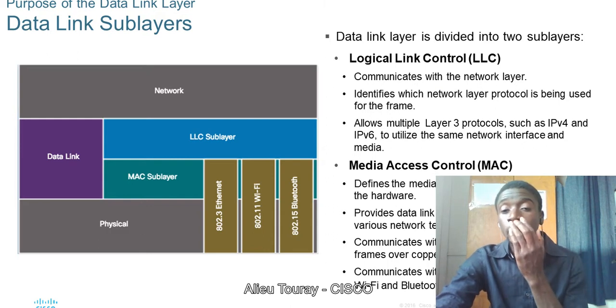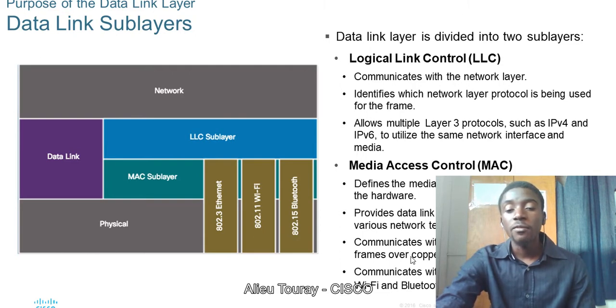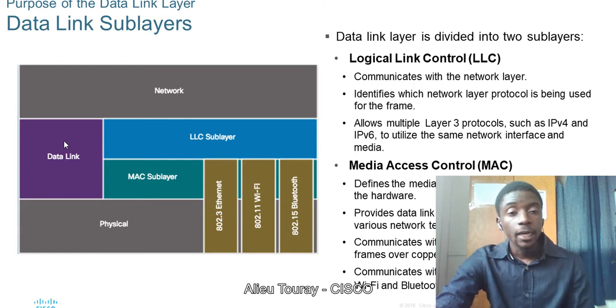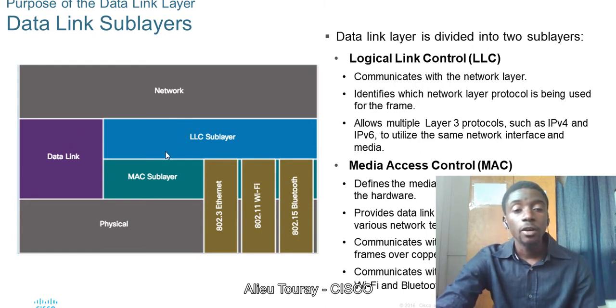And the media access control, the MAC sublayer, defines the media access process that is performed by the hardware and provides data link layer addressing and access to various network technologies. Also, the MAC sublayer communicates with Ethernet to send and receive frames over copper or fiber optic cable. And it also communicates directly with wireless technologies such as Wi-Fi and Bluetooth. Like I said at the beginning of my video, the data link layer is the only layer of the OSI layers that is further divided into two sublayers, that is the LLC and the MAC sublayer.